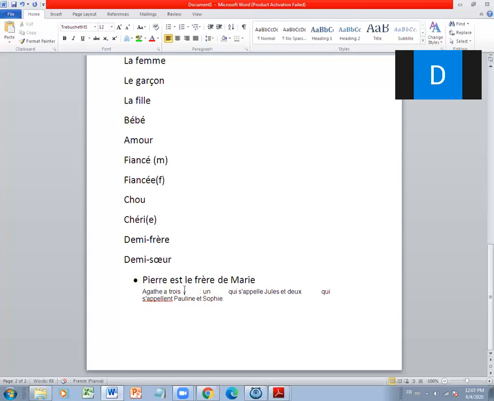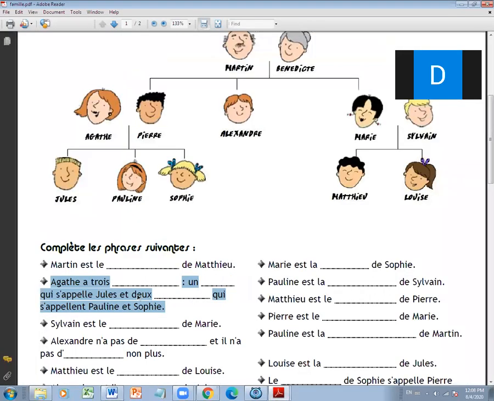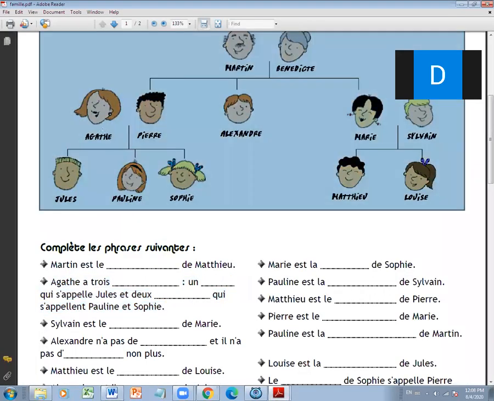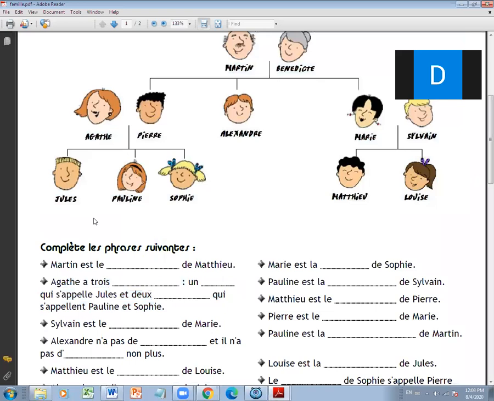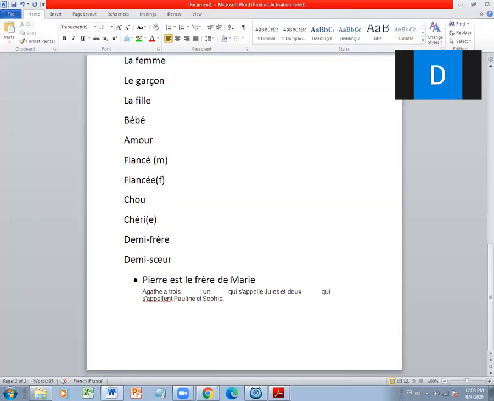So, trois enfants. From here, you see, we are talking about Agathe, trois enfants. Remember I told you enfants are what? Children. That's why I was telling you, you follow what we were doing there. So, trois enfants, okay? That's the answer there, à trois enfants, okay?